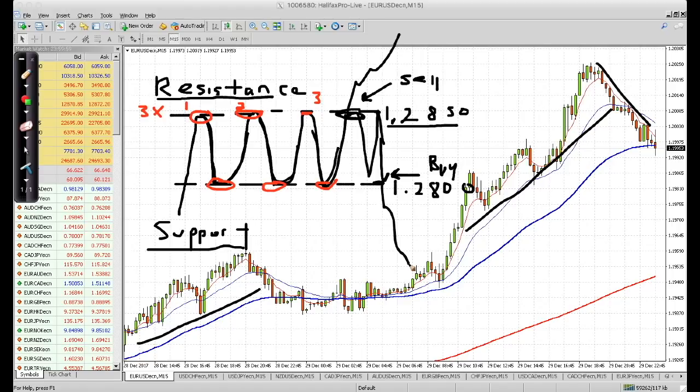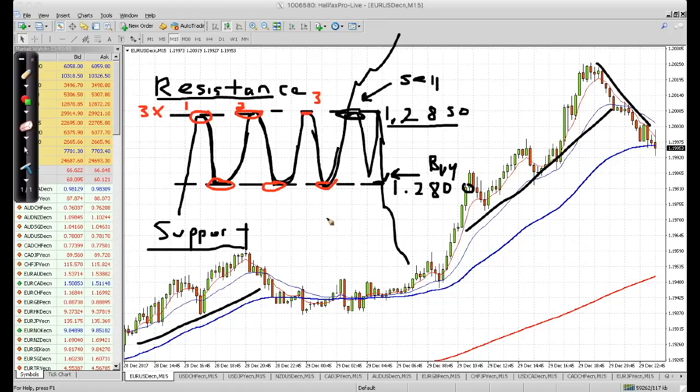So when you're wrong, you lose 1 hour. When you're right, you make 1 hour. You make more than 1 hour, right? You make 1.5 hour or 2 hour. And that's our whole point here. Finding areas where there's a probability of a price reversal. So that's resistance and support levels.